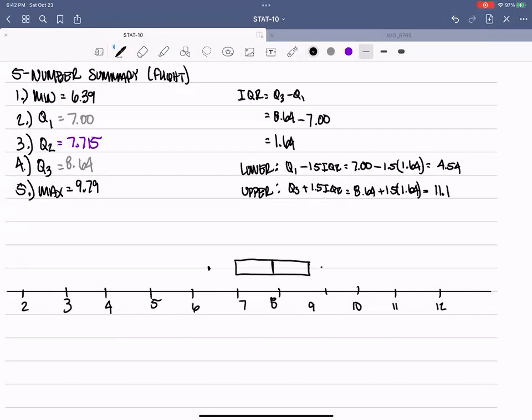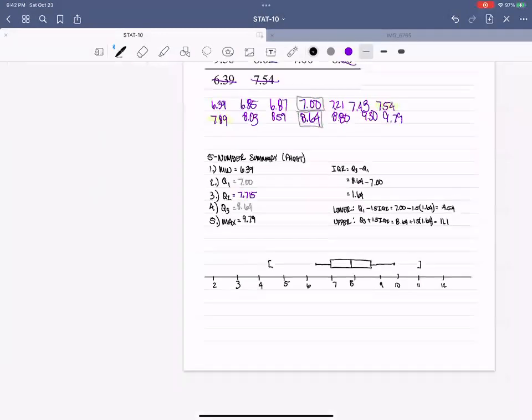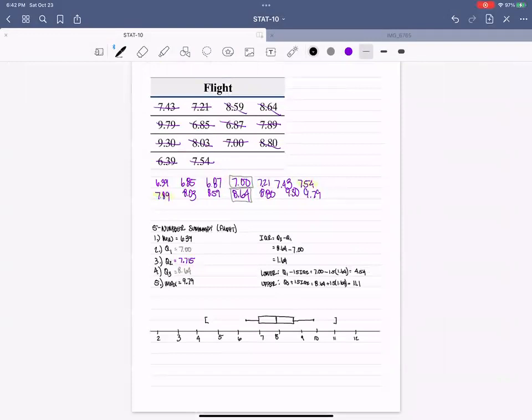So really close to 10. And this should be 9 here. Kind of got mixed up. There we go. Now for our lower fences and our upper fences, the lower fence was 4.54. So 4.54 is about here-ish. And upper fence 11.1. 11.1 is about here. So there aren't any outliers, so that's good news. And that makes up our picture for the flight rats.